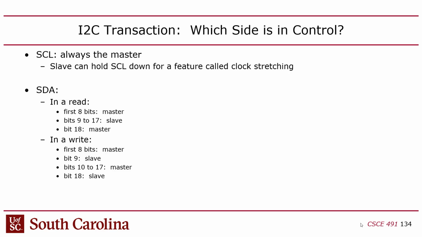So the control changes twice. For a write, the control changes 3 times. We start out with the master in control, we change to the slave for bit 9, then the master takes over again for bits 10 to 17, and then the slave takes over for bit 18, which is the acknowledgement for the write data. Make sense? Okay? Any questions about that?